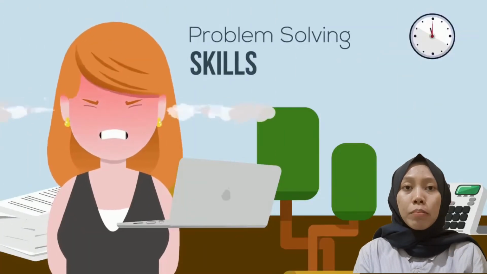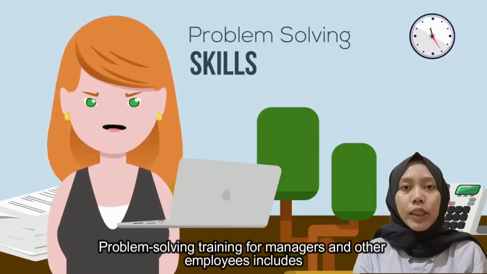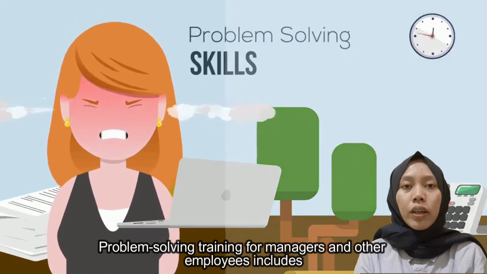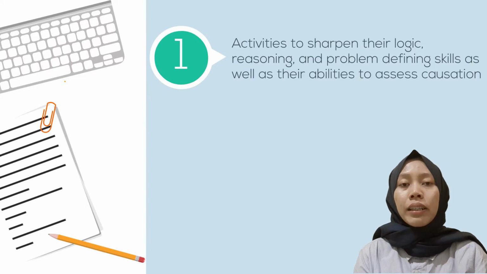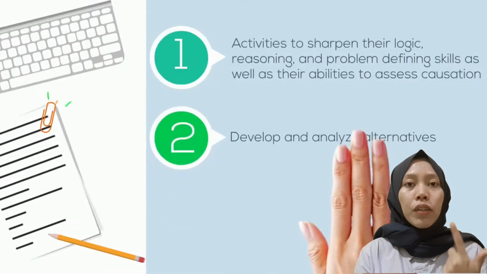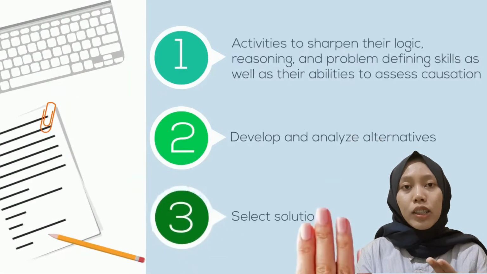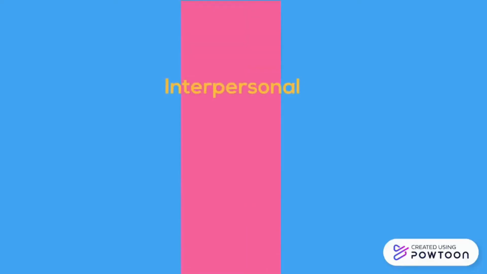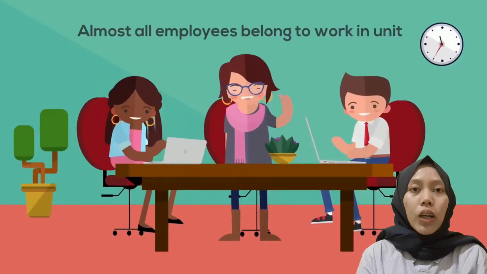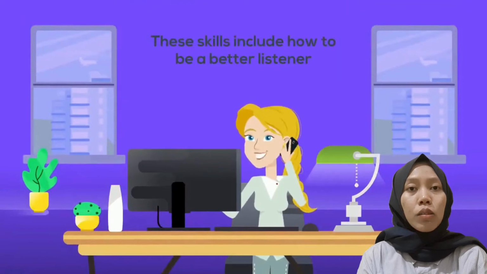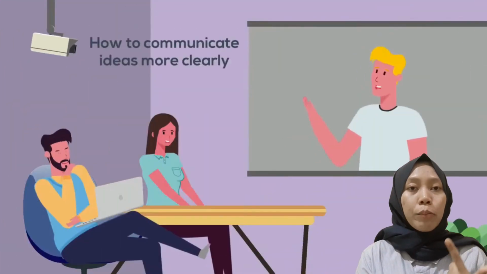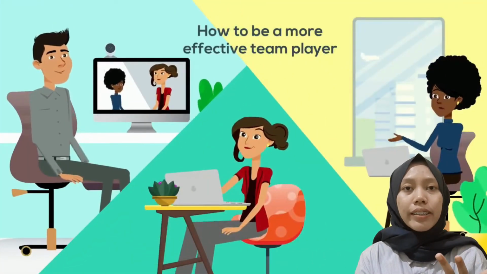And the third is problem-solving skills. Problem-solving training for managers and other employees includes activities to sharpen their logic, reasoning, and problem-defining skills, as well as their abilities to assess causations, develop and analyze alternatives, and select solutions. And the fourth is interpersonal skills. Almost all employees belong to a work unit, and these skills include how to be a better listener, how to communicate ideas more clearly, and how to be a more effective team player.